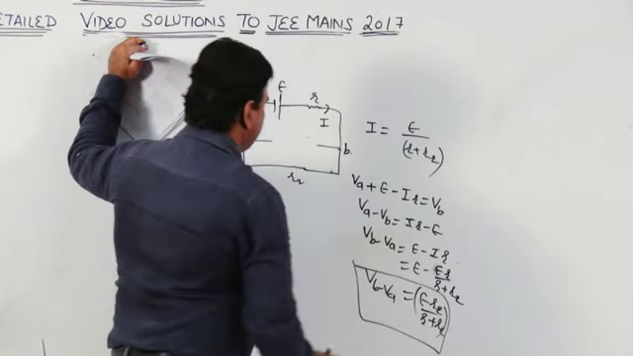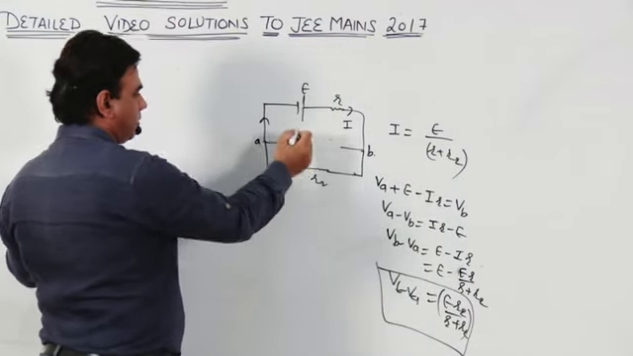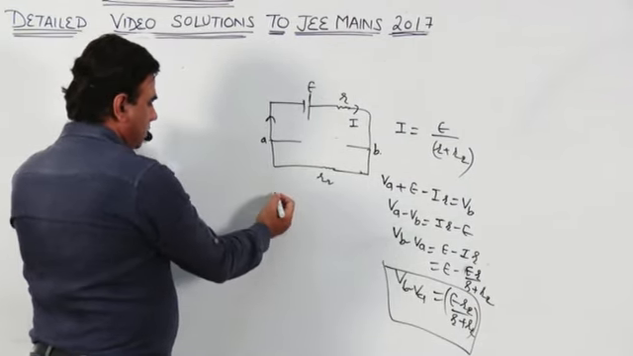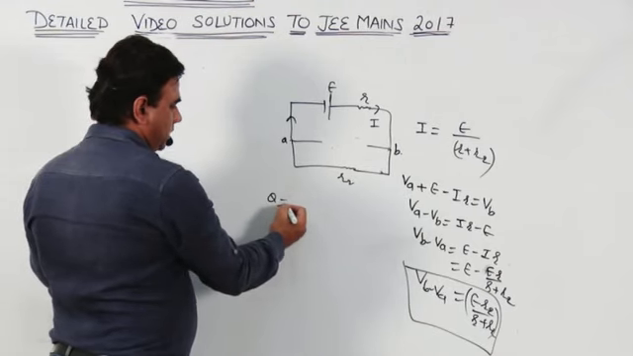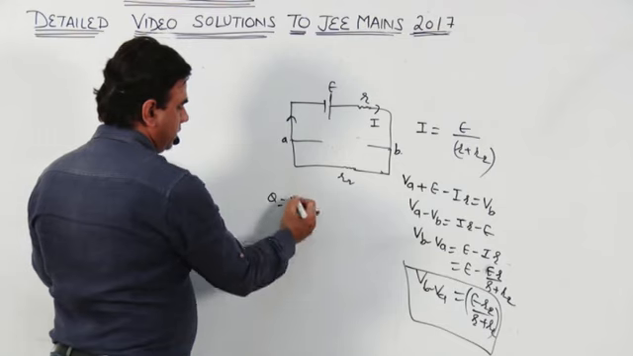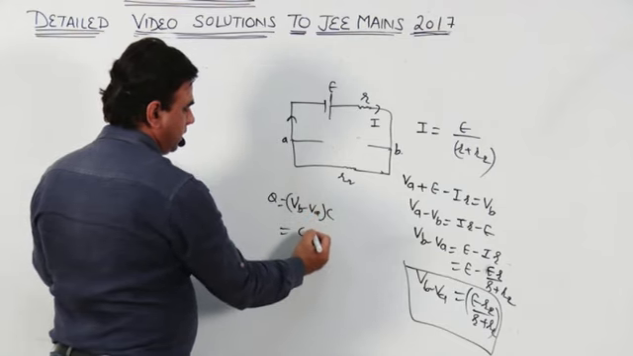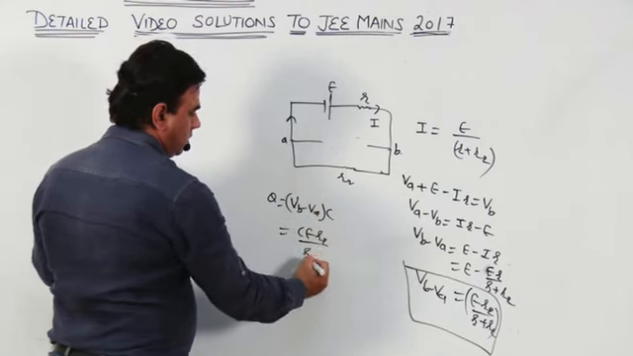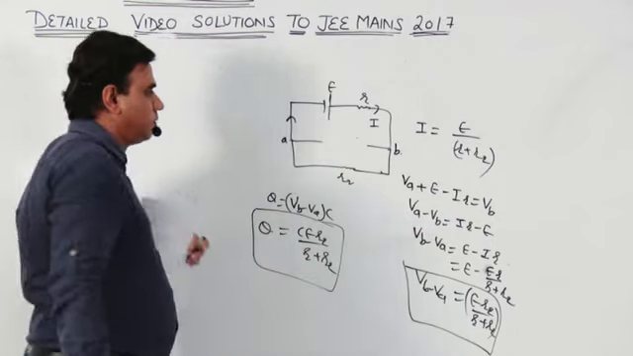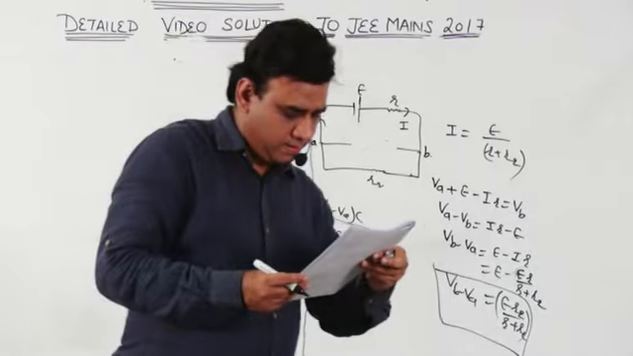This potential difference will be developed across the capacitor also, since it is completely charged. So the charge across the capacitor is nothing but the potential difference VB minus VA into C. So it becomes C E R2 upon R plus R2. This way we can get the charge Q across the capacitor.